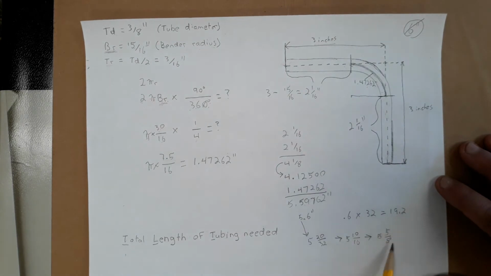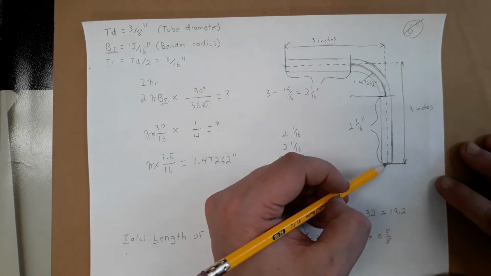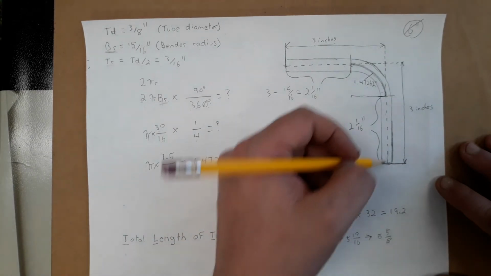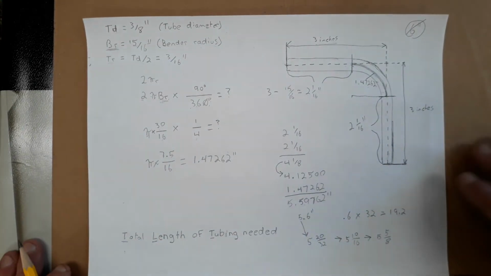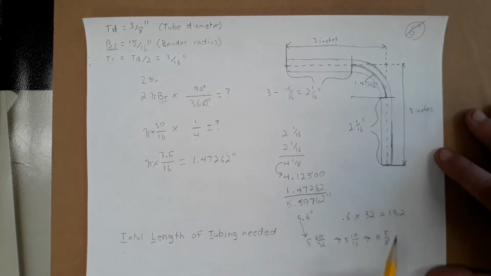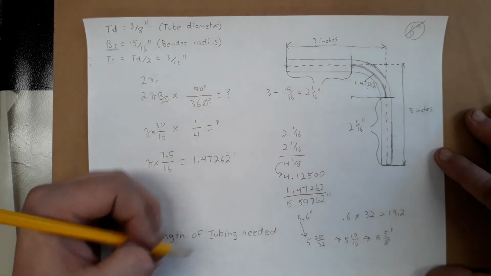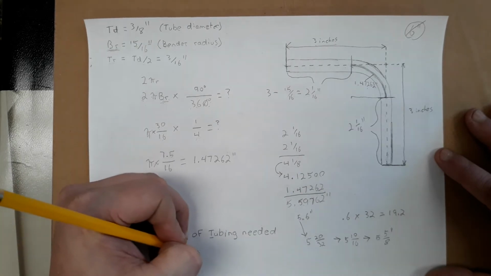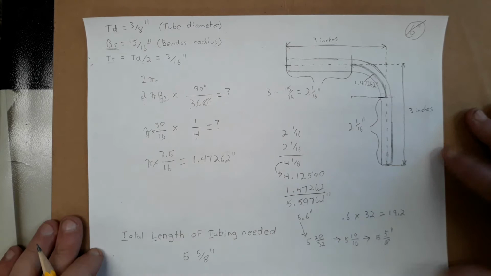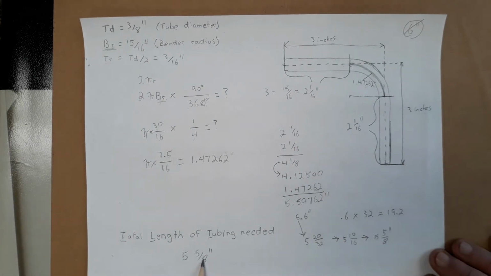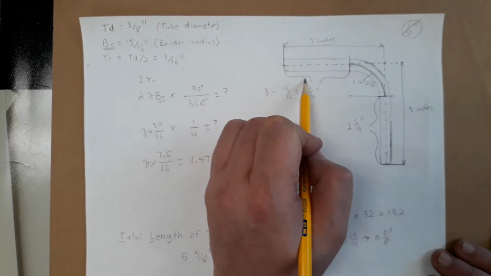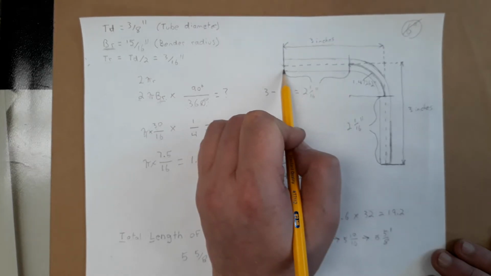Now because we did some rounding, we're going to get a little bit extra. A little bit, but we'd rather have a little bit extra than to fall short. Okay. So overall length of tubing is going to be 5 5/8. Once I know the length of tubing, I know where I'm going to put my first mark. I've already done the math. It's going to be 2 1/16 inch from the end of the tubing.